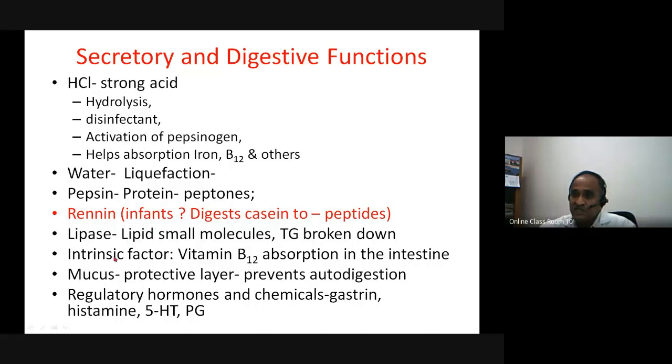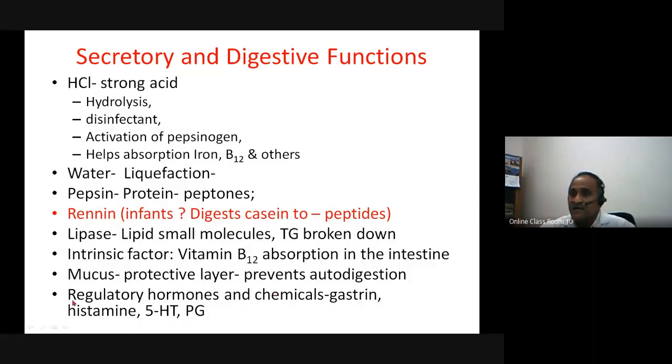So that means it is an important factor for the absorption of vitamin B12. Then mucus. Mucus is secreted all through the layers of the stomach. It provides the protective layer because it has to prevent the digestion by the acid and by the pepsin.